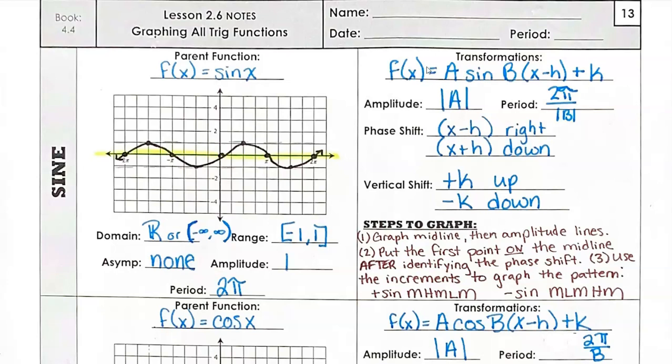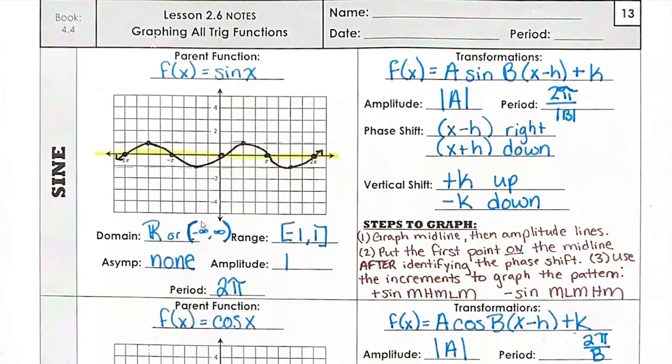If I have f of x is a times the sine of b times the quantity x minus h plus k. All right, our amplitude is always the absolute value of a. Our period is 2 pi over b. Our phase shift, if we have x minus h, we're going to shift to the right. If I have x plus h, we're going to shift left. Everybody, make that say left on your paper, not down. My apologies. Okay, our vertical shift, plus k is up, minus k is down. Again, this is left.